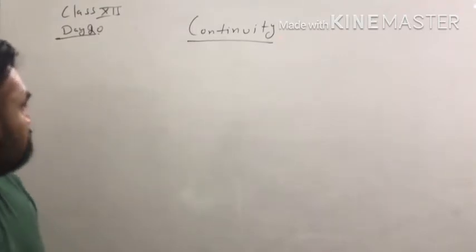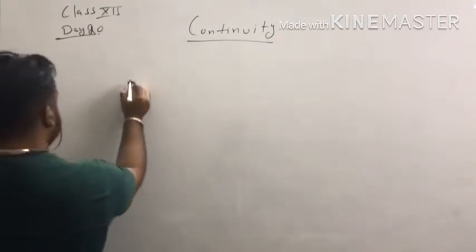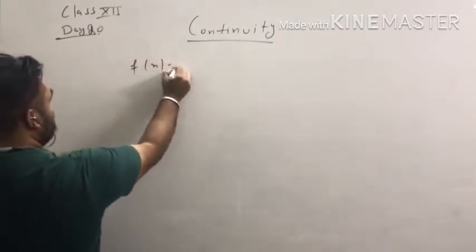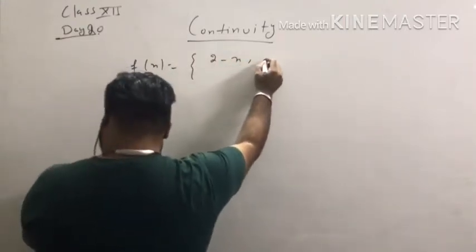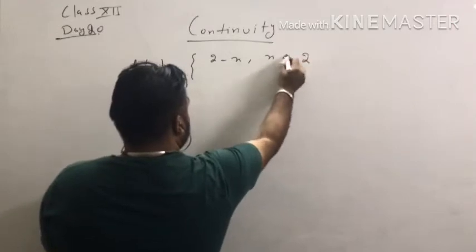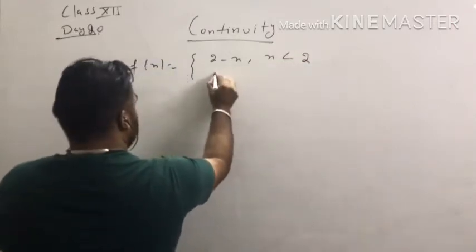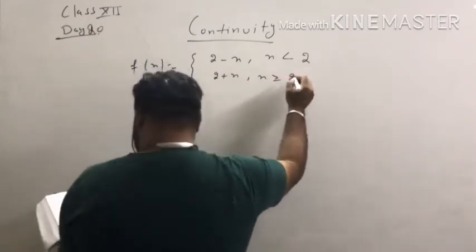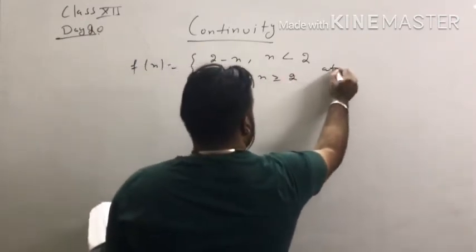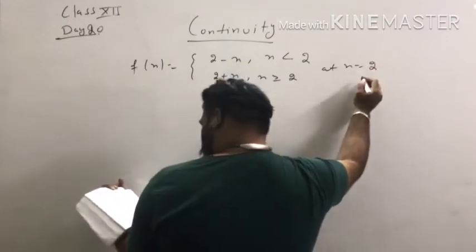So, first example is, please listen to it carefully. 2 minus x, x less than 2, 2 plus x, x greater than or equal to 2, at x equals 2.